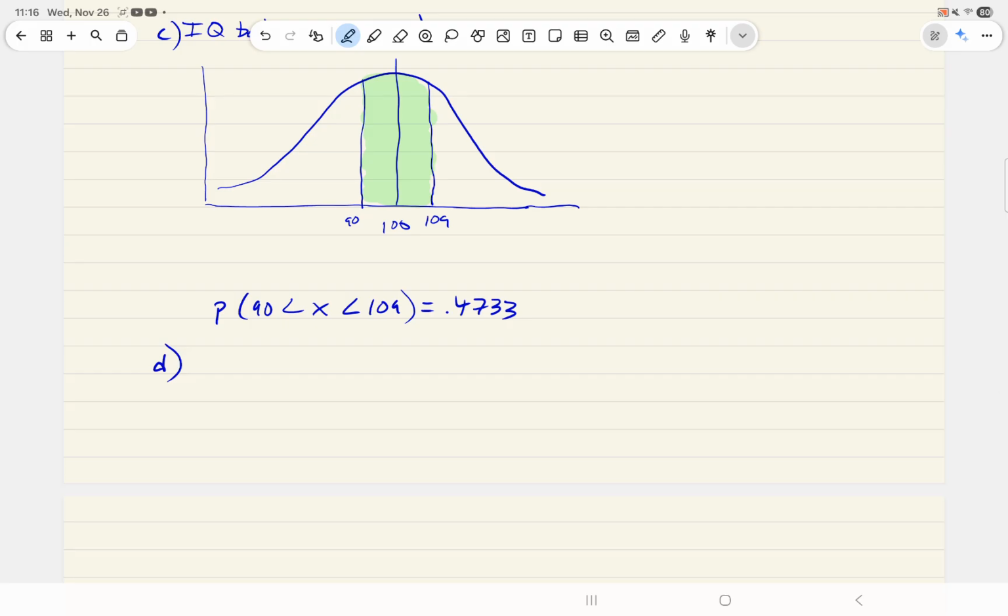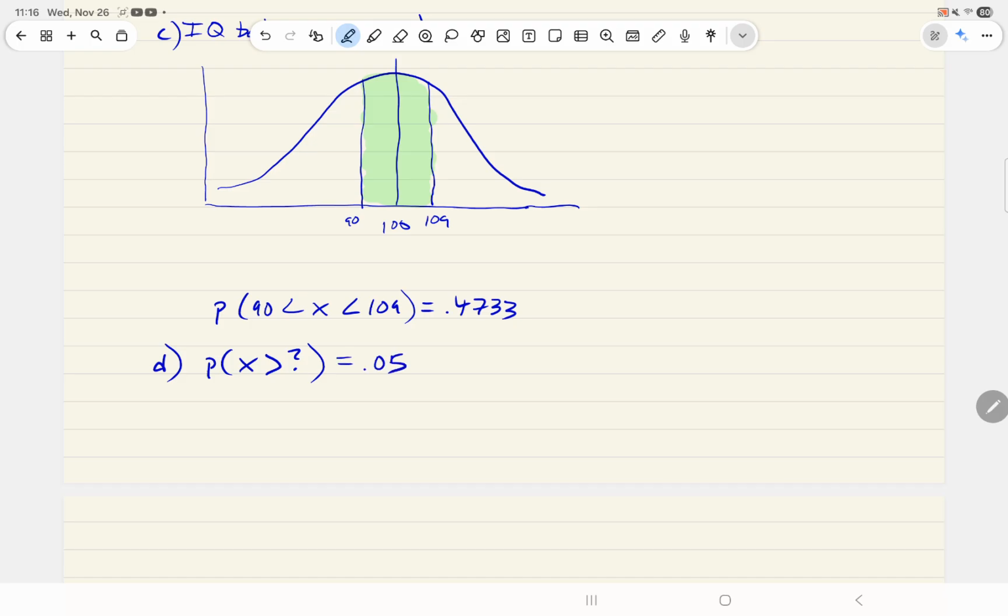They're asking for the probability of getting an IQ score equal to 0.05. So what score do you need for the probability of that score to be greater than 0.05? Let me write it down first. Probability that x, that's the score value, is greater than 0.05.